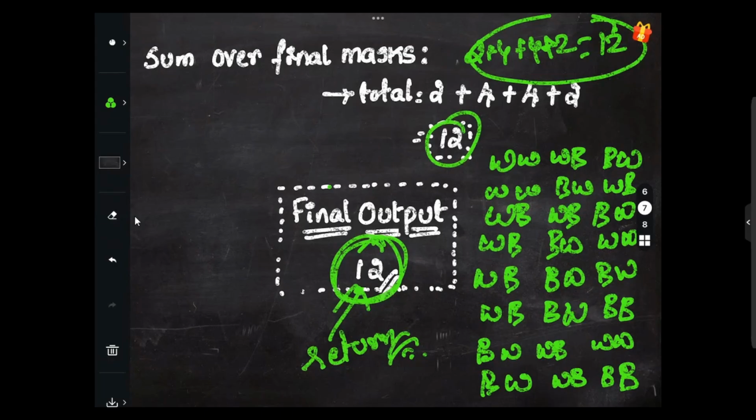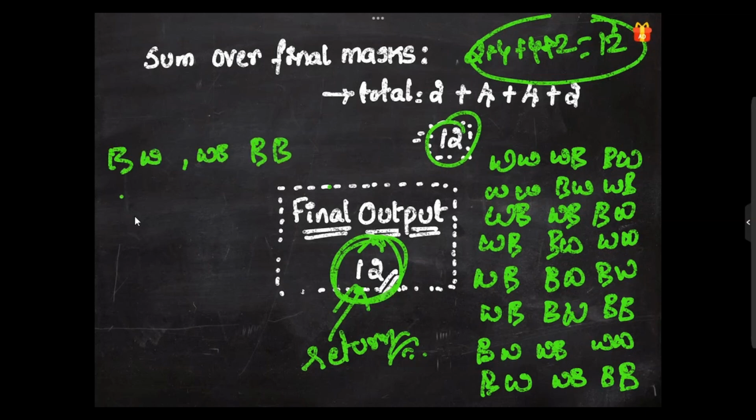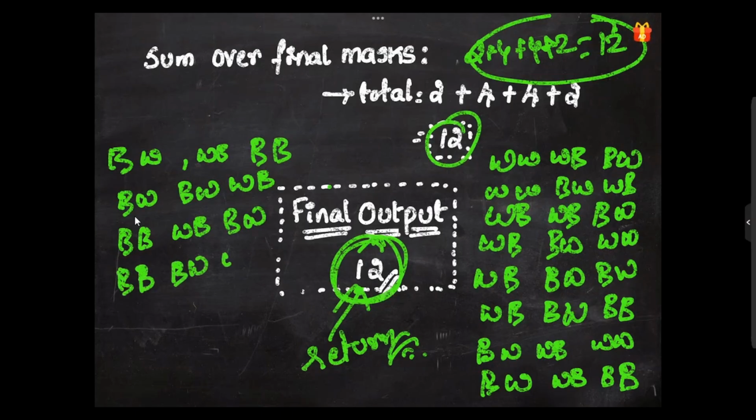The last four, let me write this one. All together it is 12. The ninth one will be BW, WB, and BB. The 10th one is BW, BW, and WB. The 11th one is BB, WB, BW, and the 12th or the last one is BB, BW, WB. These are the 12 mask sequences that yield 4 components.